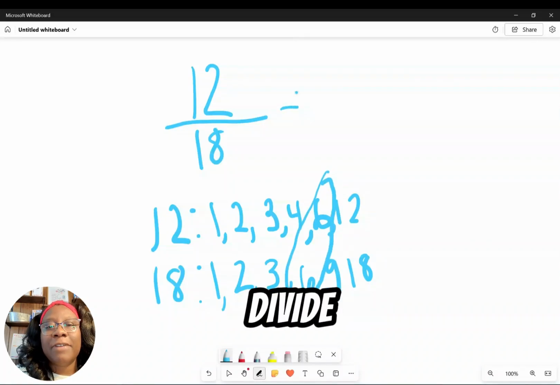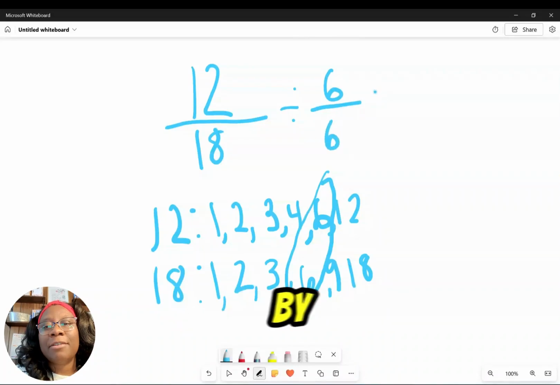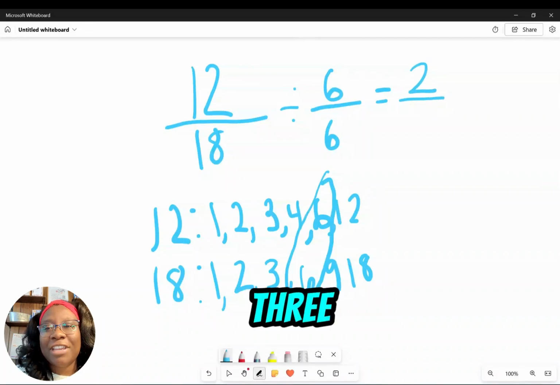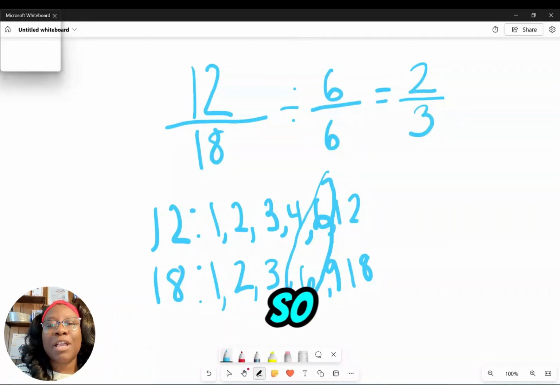So I'm going to divide my numerator and my denominator by 6. 12 divided by 6 is 2. And 18 divided by 6 is 3. So 12/18 simplified is 2/3.